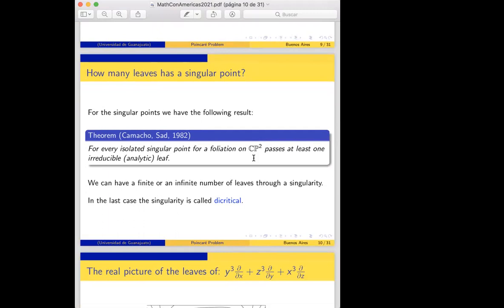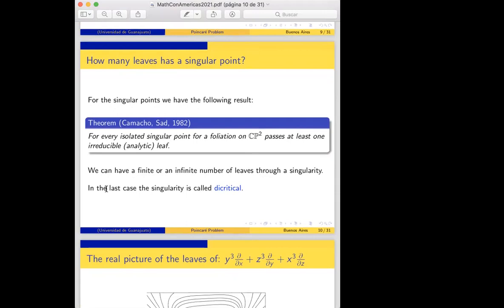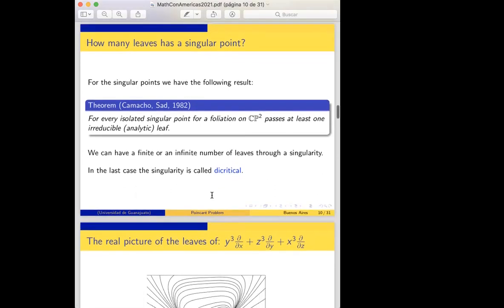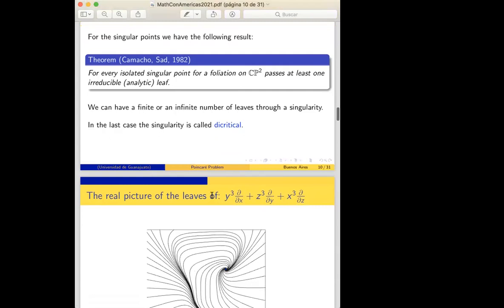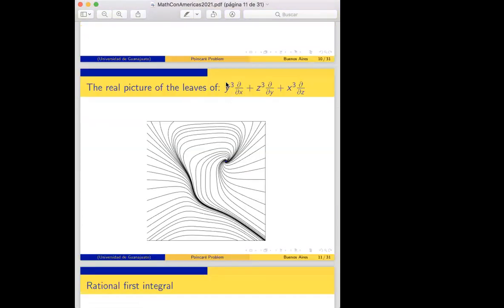In dimension 3 this result is not true, for example. Then we can have a finite or an infinite number of leaves through every singular point. In the case where the singularity has an infinite number of leaves, it is called dicritical. We will see some examples of this kind of singularities at the end of the talk. Here, just for fun, we have the real picture of the leaves of the Jouanolou foliation of degree 3. This is the real picture because the leaves are of real dimension 2, but here we have real dimension 1.